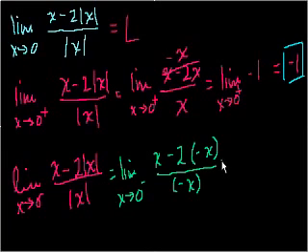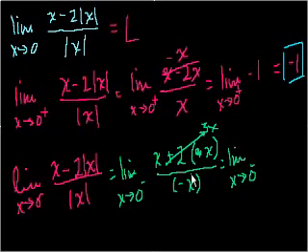And let's see if we can simplify that. So that means that the limit as x approaches 0 from the negative side, I get x minus 2 times negative x. So these negatives cancel out. So I get x plus 2x, right? So I get 3x over minus x. So 3x over minus x equals minus 3.